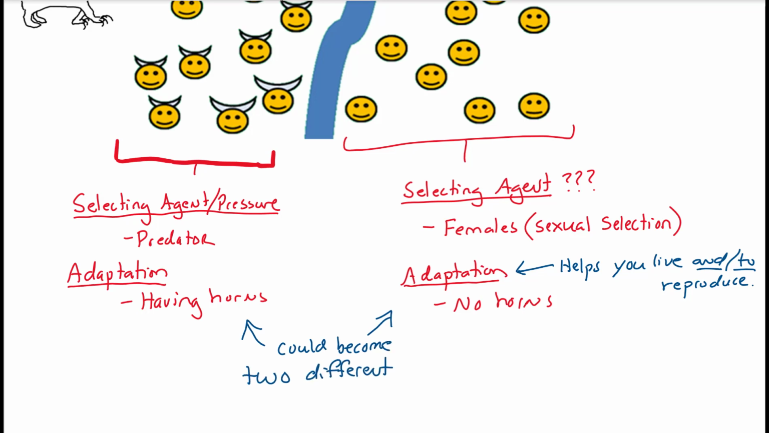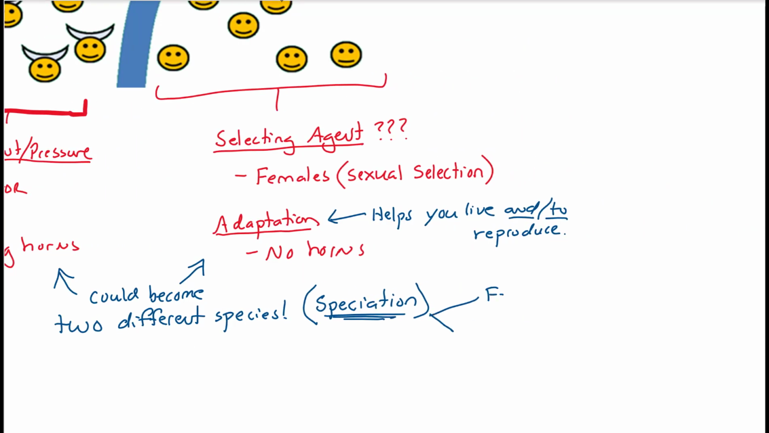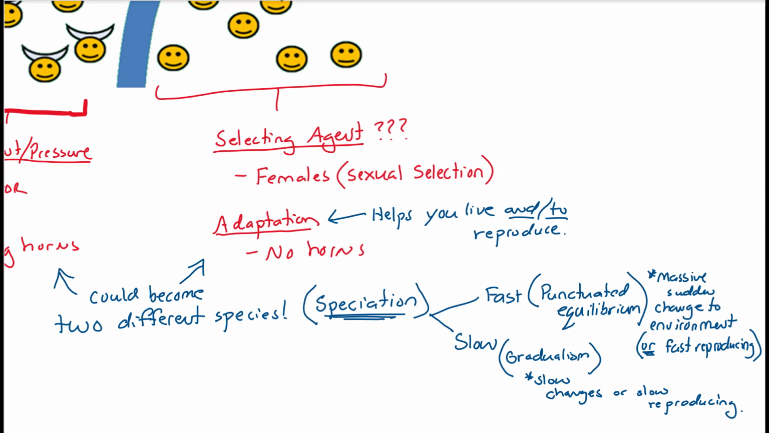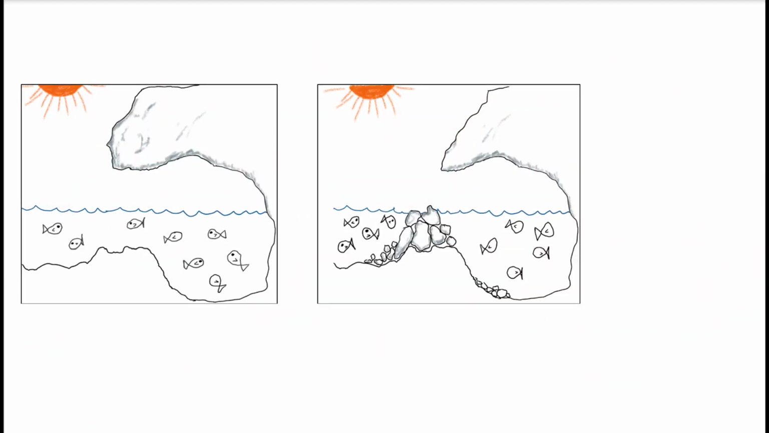These two populations that are separated could become different species. And if they do, that is referred to as speciation. Speciation, the development of new species from a past species, could happen fast, called punctuated equilibrium. Usually that happens if there's a massive change in the environment all of a sudden. Or it could happen slowly, called gradualism. This is more like what we see when there are slow changes in the environment, and organisms slowly change over time.